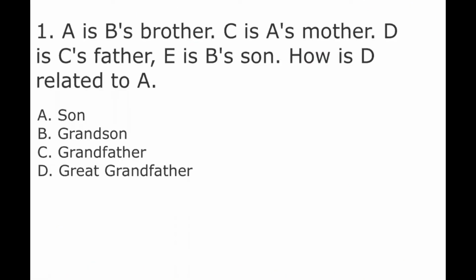So it says A is B's brother, C is A's mother, and then D is C's father, E is B's son. How is D related to A? So I'll teach you a small construction of a diagram. In that, I'll teach you small tricks in order to solve this question.